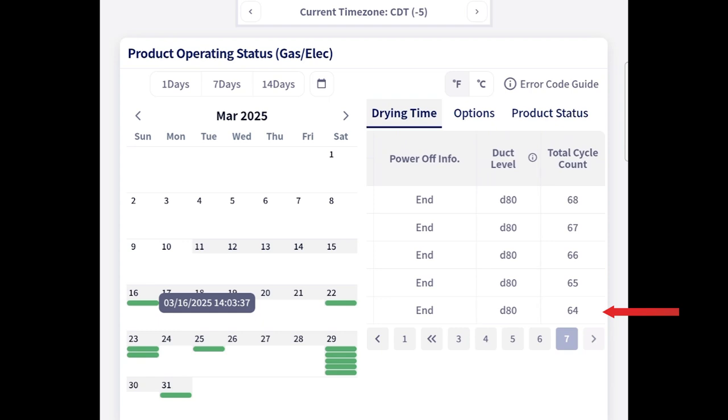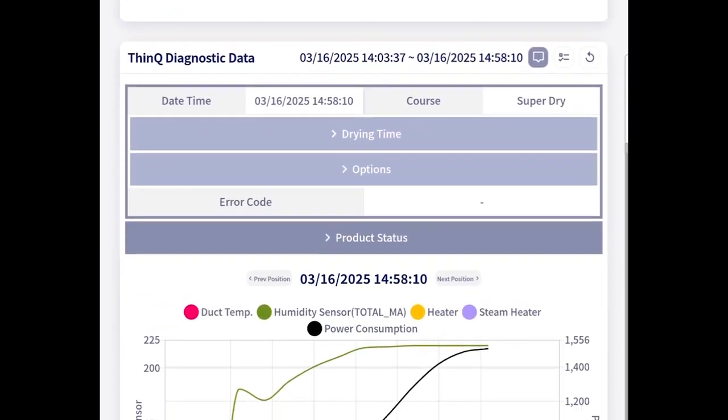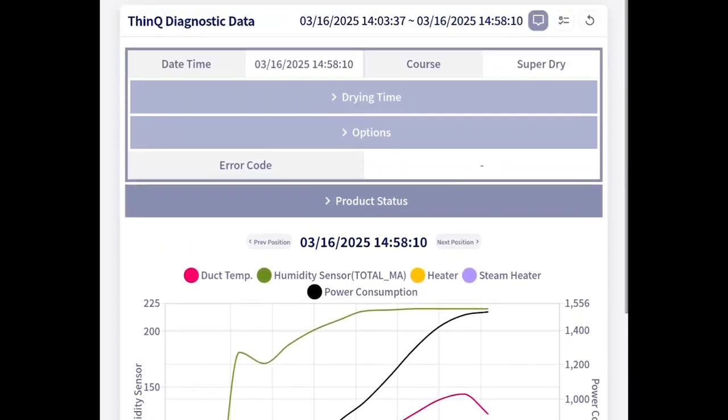But we look here at our duct level and the customer's getting D80 codes. So we know that means that it's sensing that it's got duct blockage and that thermostats are cycling more than they should. When we look down at the chart, we look at our duct temperature, it is still increasing, so it is still heating at this point.